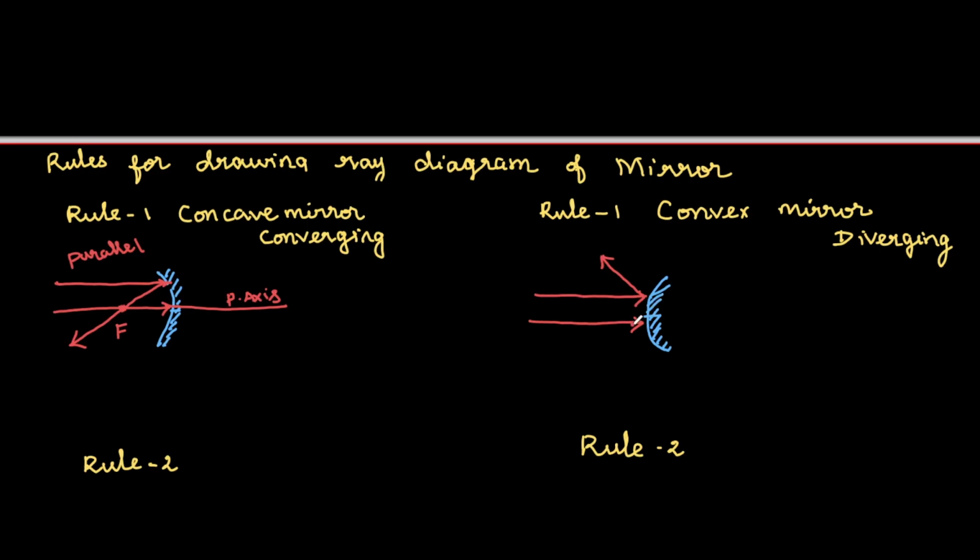This is the principal axis. When we produce the diverted rays backward, they pass through the F. F falls just behind the mirror. So this is the way light rays are diverged. When we produce the ray, it will fall on F. So that is the first rule.